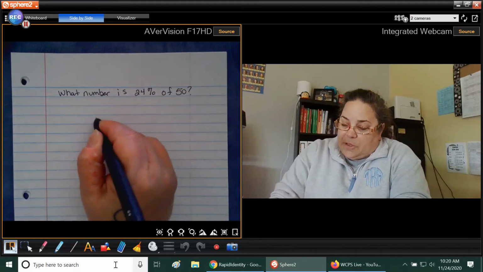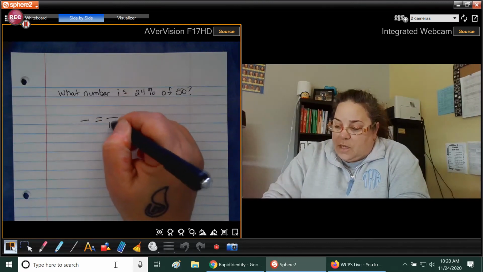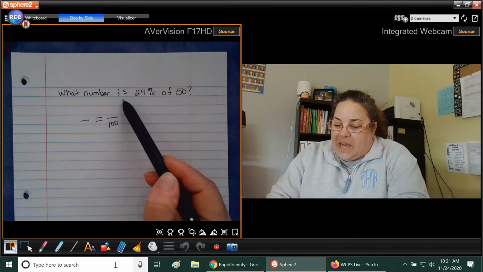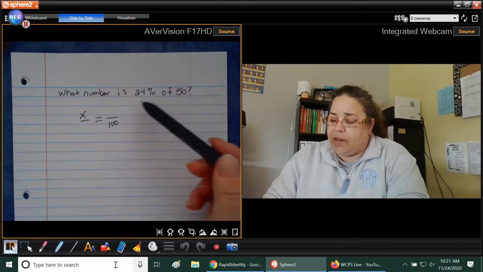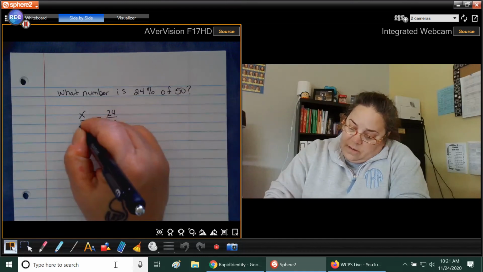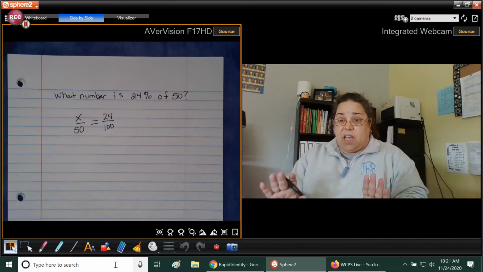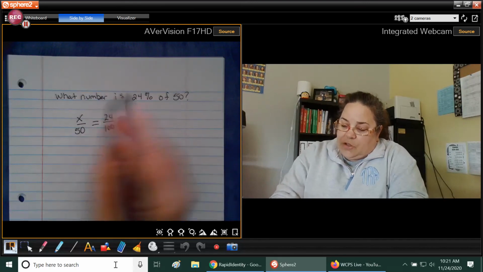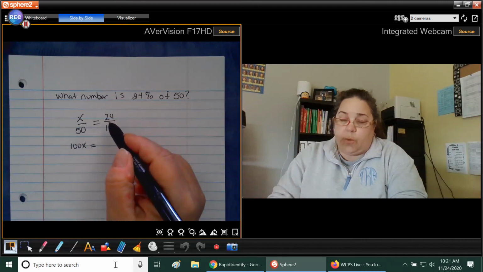I set up my proportion. Is over of equals percent over 100. Always 100 there, right? What number is? My is attached to the what number, so that means that's my x. 24%, 24 of 50. They're attached, so that's my 50. Okay, now I've already set it up. Now I cross multiply. X times 100 equals 100x. Then I have to do 24 times 50.